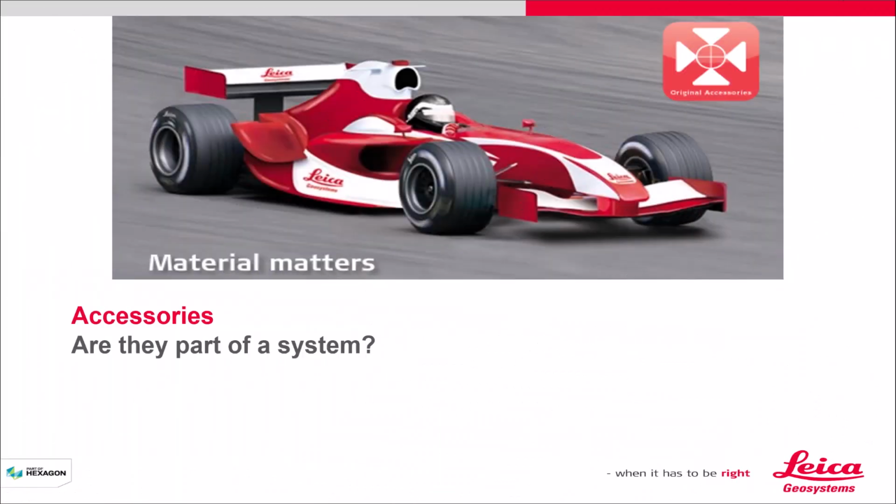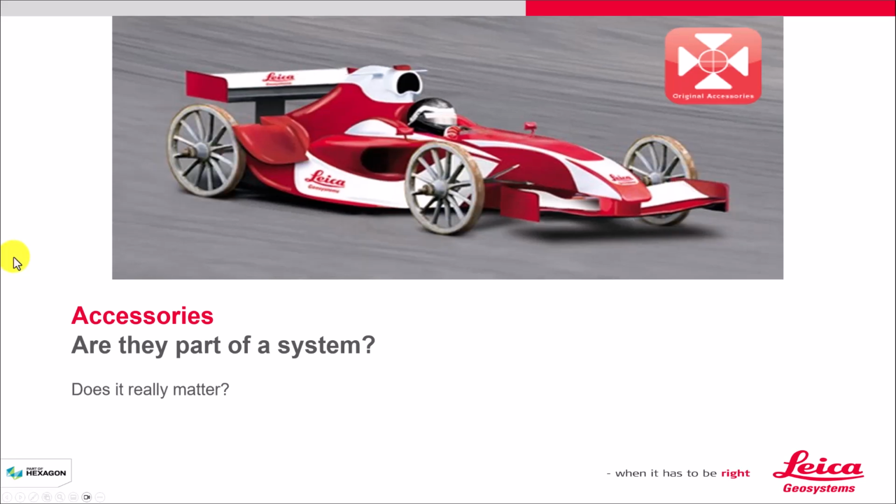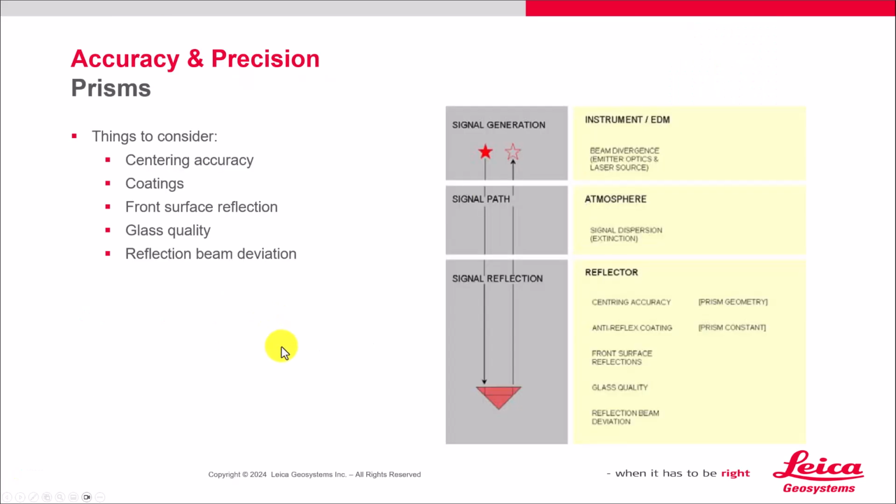Accessories, are they part of the system? Well, of course, those materials matter, right? Don't want to be driving your fancy Formula One race car on wagon wheels, right? Of course not. All right, so the accuracy and precision of prisms, things to consider are centering accuracy, the coatings affected, front surface reflection, glass quality, reflection beam deviation. Well, we tend to maybe take these things for granted, but it does matter, right?